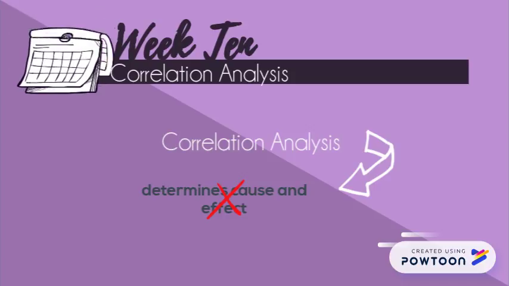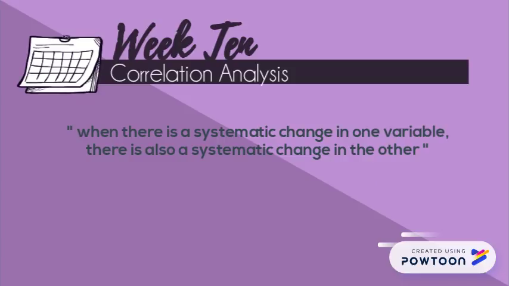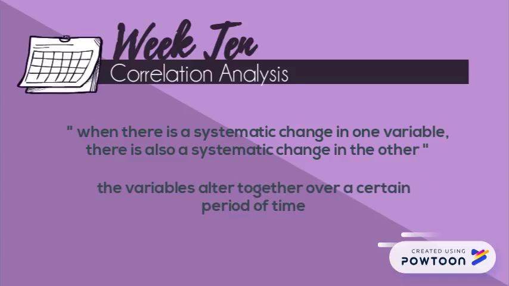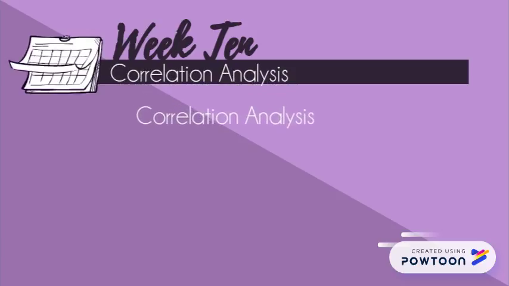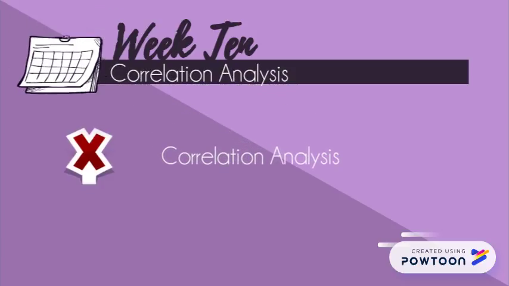If correlation is found between two variables, it means that when there is a systematic change in one variable, there is also a systematic change in the other. The variables alter together over a certain period of time. If there is correlation found, depending upon the numerical values measured, this can be either positive or negative.